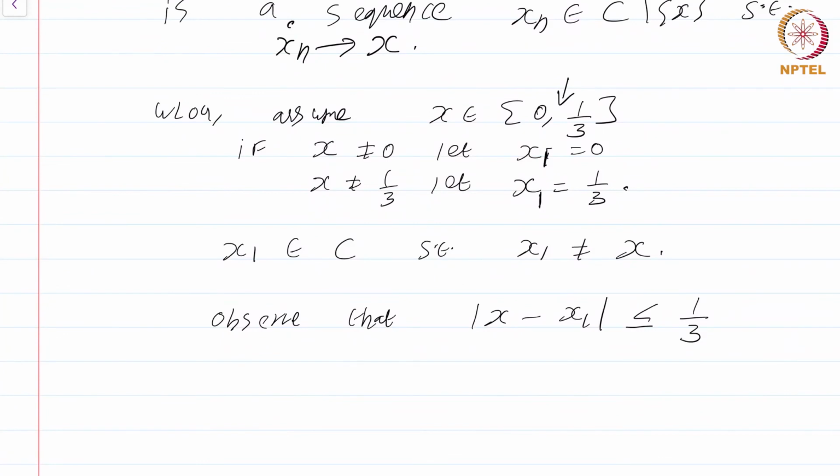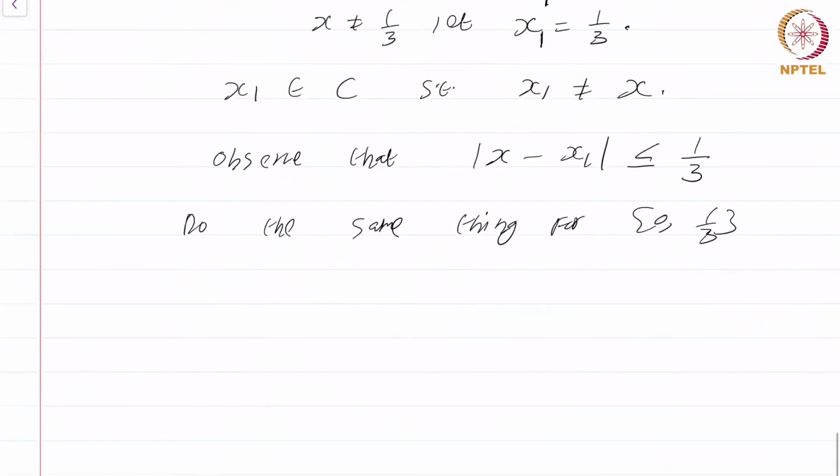Well, do the same thing for 0, 1 by 3. What do I mean by that? Look at 0, 1 by 3. You're removing the middle 1/3.